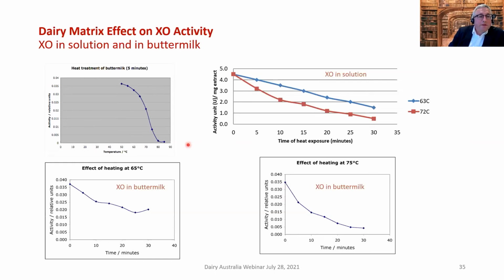The matrix effect is where it's present in buttermilk. We see a rapid drop off in activity as we heat it over 5 minutes. It's all gone by about 80 degrees. If we heat it at 65 and 75, we see less of a drop off at 65, more of a drop off at 75. But when it's present in the buttermilk, when it's naturally on the surface of the fat globule, it has a matrix protection effect. So we see less drop off than we would when it's in solution.